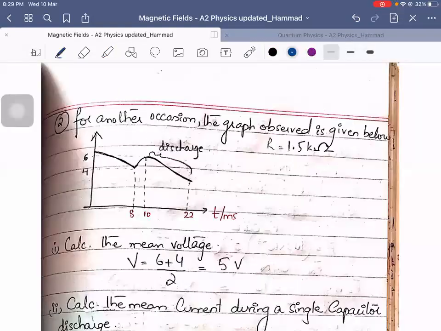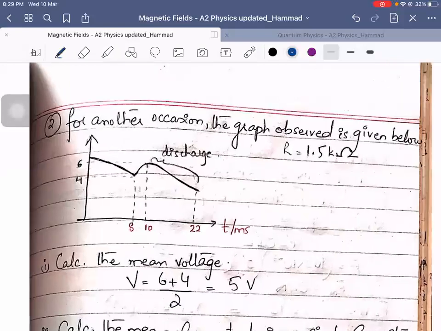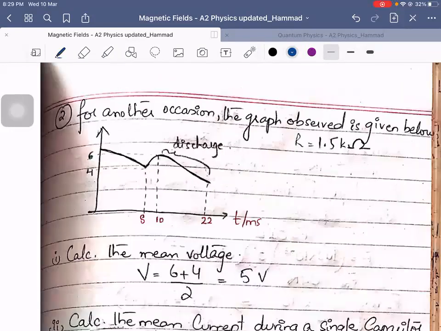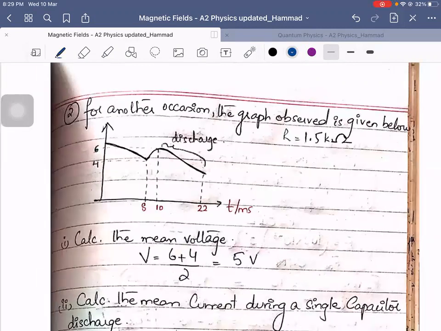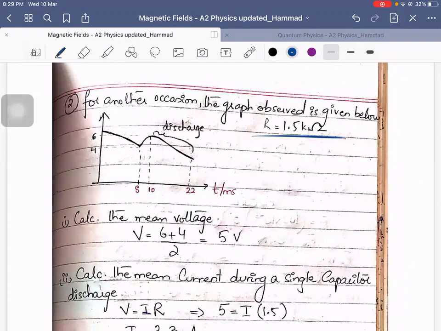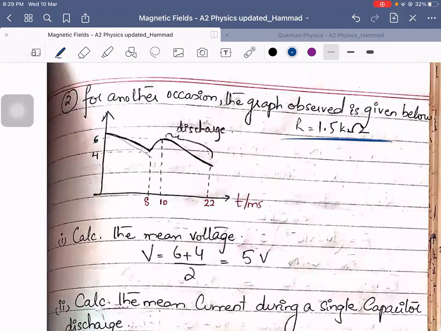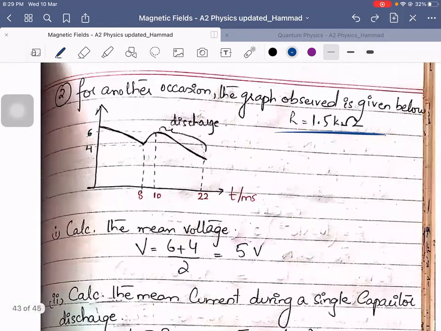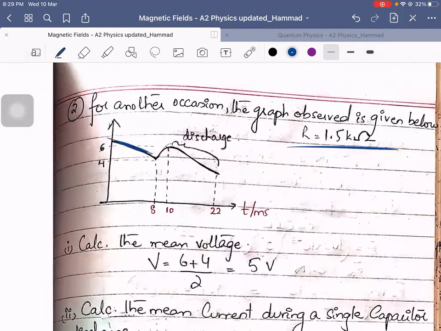Now, for another occasion, the graph observed is somewhat like this. Your R is 1.5 kilo-ohm. They're asking you to calculate the mean voltage. Now, you need to understand that this is one part of the wave, and that is the other part of the wave.